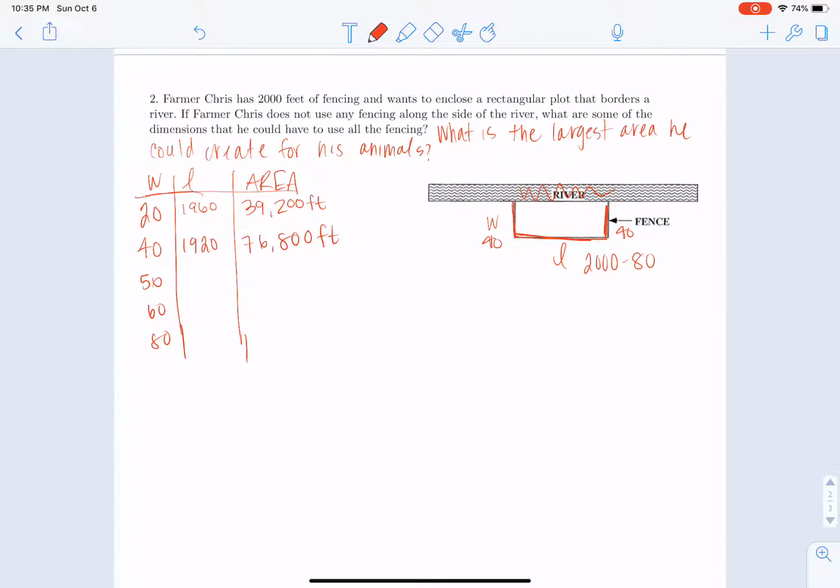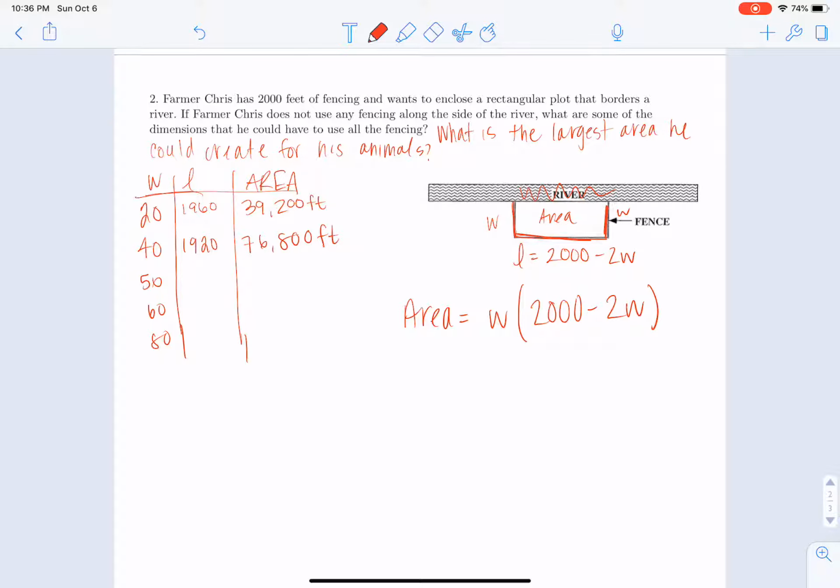So let's suppose that our width here is W, which we already have. So I have W and W. And my length, let's call my length exactly what we've been calling it, 2,000 minus 2 times W. So the area here is W times 2,000 minus 2W.